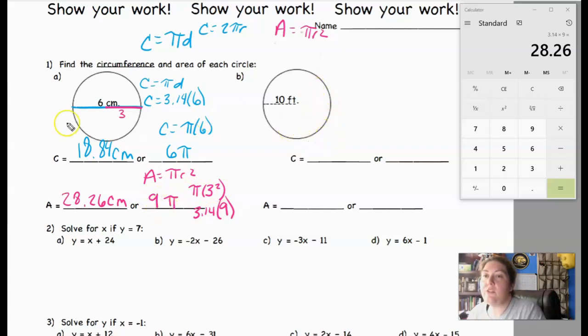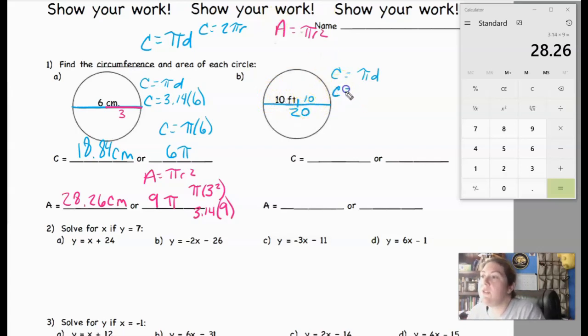Let's do one more. Let's do this one over here together. All right, on this one, circumference equals pi d. I don't have a diameter. It's giving me the radius, which is half. So what do I need to do? I need to figure out all the way across. All the way across is going to be 20. You've got 10 on this side and 10 on this side. So 10 times 2 gives me 20.